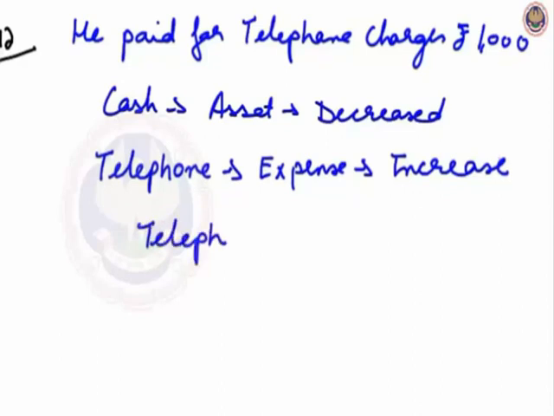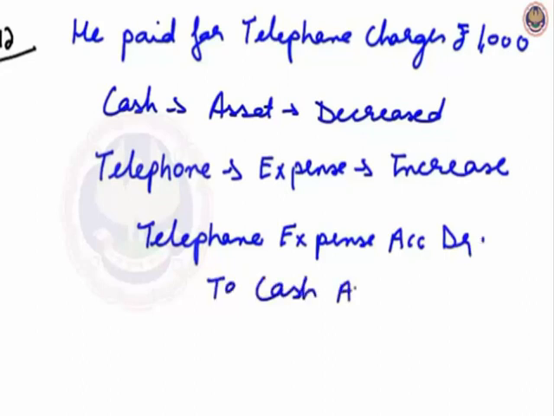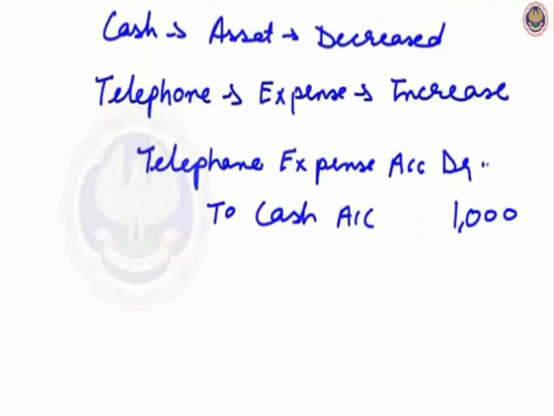So what we will do is debit the telephone expense account to the cash account. Cash is an asset. Whenever there is a decrease in asset, it is always credited. So cash account is credited and telephone expenses debited.